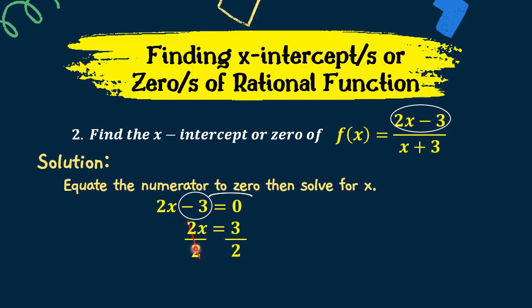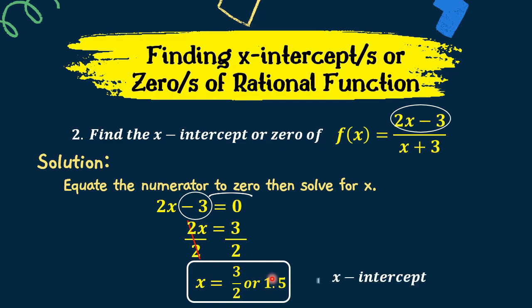Since we have eliminated the 2, 2 divided by 2 is 1, no need to write 1, just bring down x, and it is equal to 3 halves. Or simply divide 3 by 2, we have positive 1 and 5/10, or 1.5. Therefore, our x-intercept is 3 halves or 1 and 5/10.